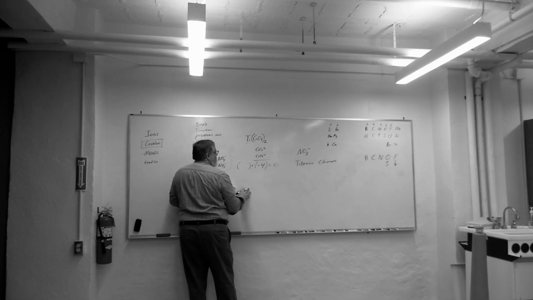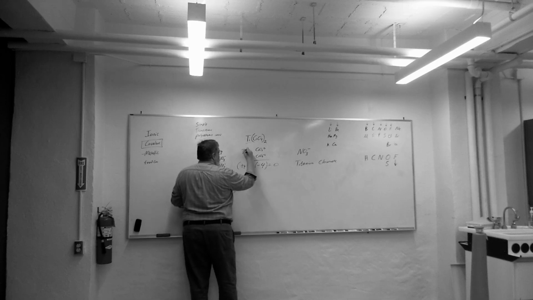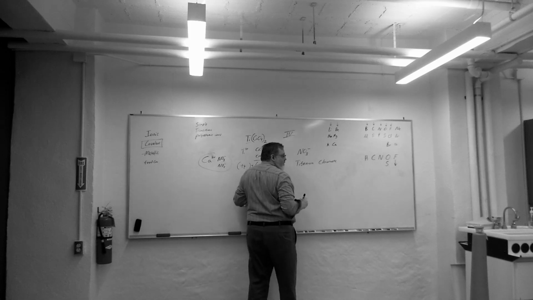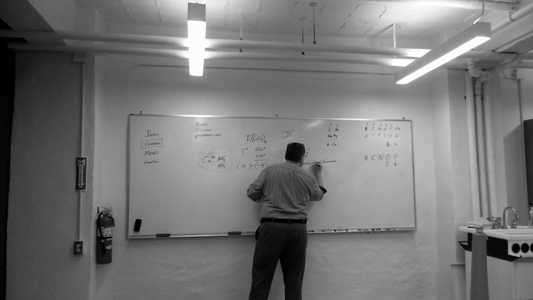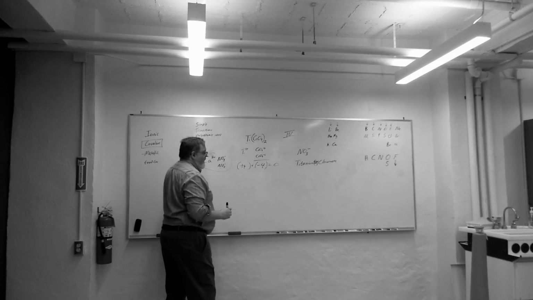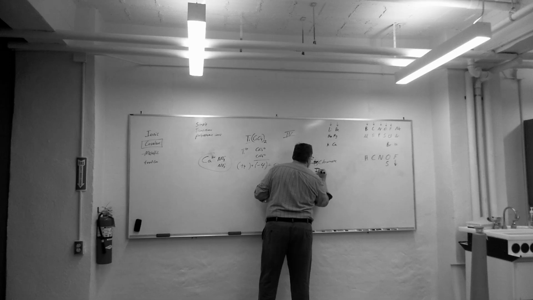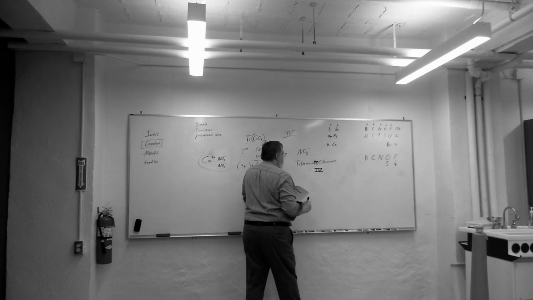What can I put here to make this 0? Plus 4. I only have one titanium in the formula, so that means that whole charge goes there. So that means Roman numeral 4 is this. Y'all know your Roman numerals? Roman numerals are weird. So this is called titanium 4 chromate.